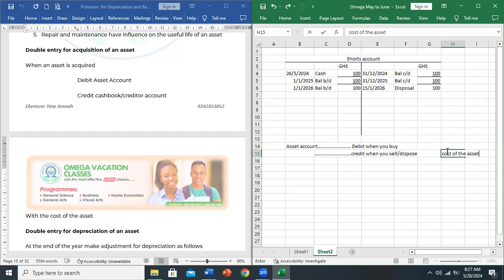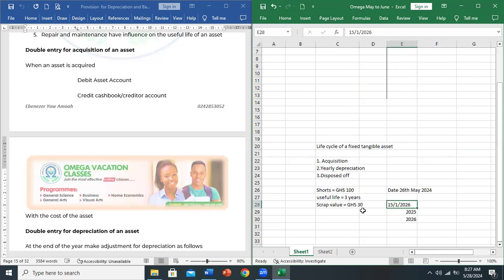But it can get to a point where you sell off or dispose the asset. And I'm saying when you dispose or sell off the asset, credit the asset account. With what value? The cost of the asset. I'm stressing on the cost of the asset because if you are not careful, you would use how much was realized from the sale.